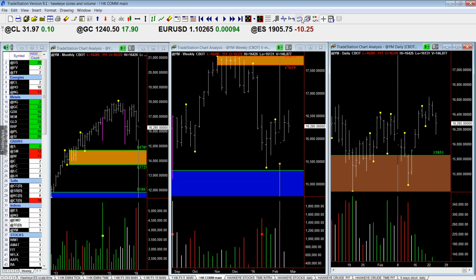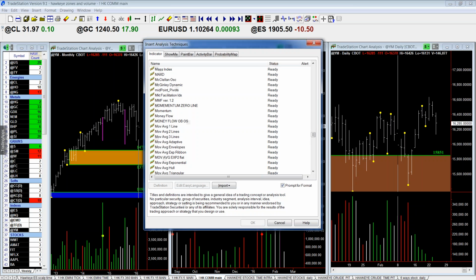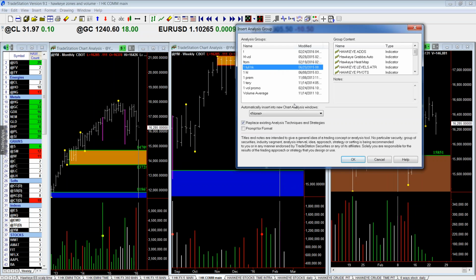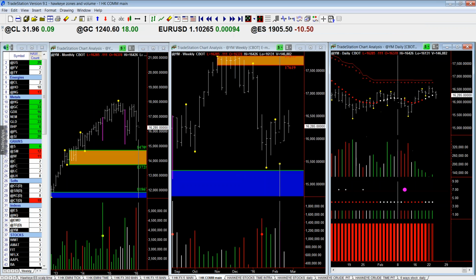Let me just see if I got that there so I can show you on the daily for you. Let's just see if you can see that. So that just shows you the whole Hawkeye, so you know that you're in downtrend, etc. And you have to learn that.